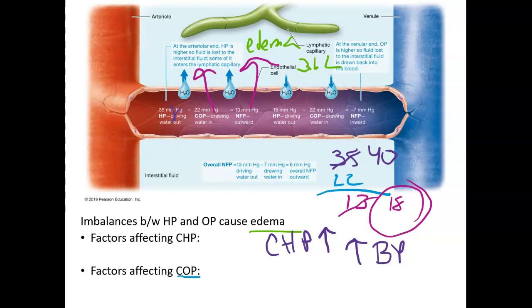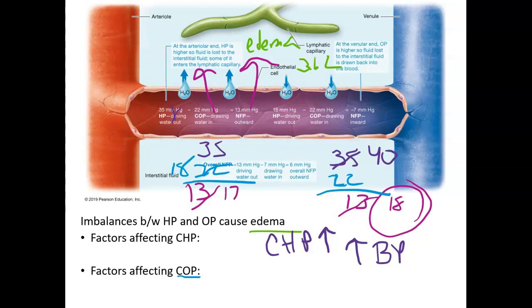So again, if we go to our example over here, we had 35, and then we had 22. And when we did the math, that's how we came up with our 13. Okay, well, what would happen if my osmotic pressure fell? So let's take my 35, and let's say instead of 22, I don't know, let's make it 18. I'll write it over here. Well, if now my osmotic pressure decreases, it's not 22 anymore, it's 18. So again, I'm going to have a problem where I'm going to lose too much fluid. Too much is going to go out.